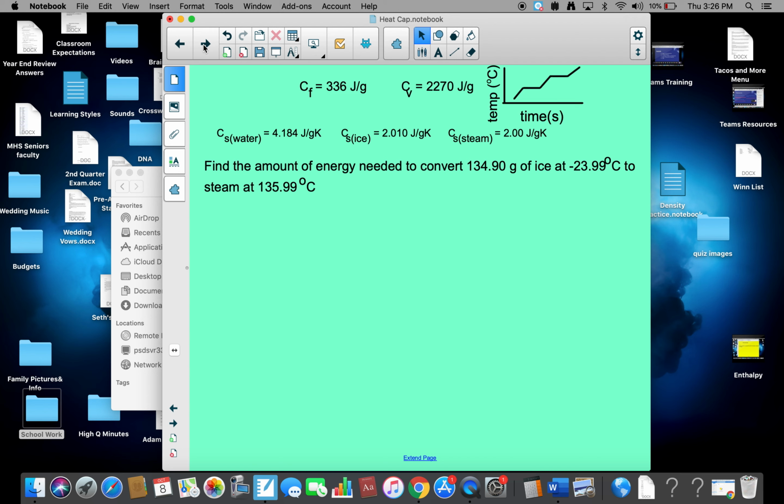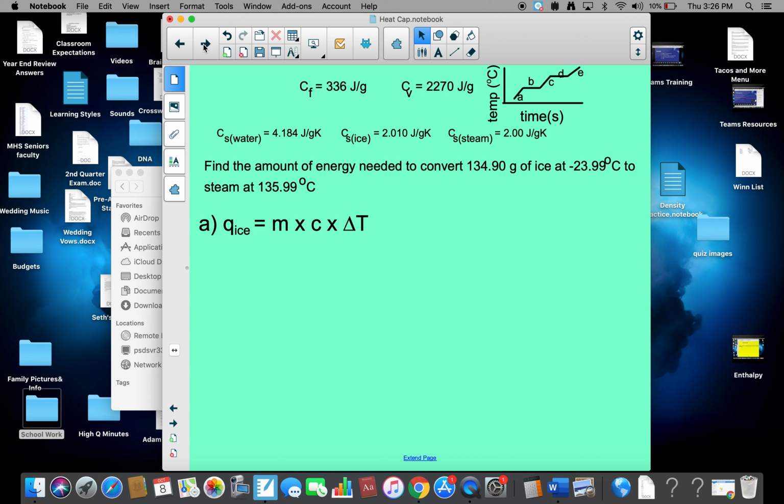All right, so the first thing you have to do is understand that if we were to graph time versus temperature, that would be a 5-step process. First, we have to heat the ice. Then we have to melt the ice. Then we have to heat the water. We have to boil the water, and then heat the steam.